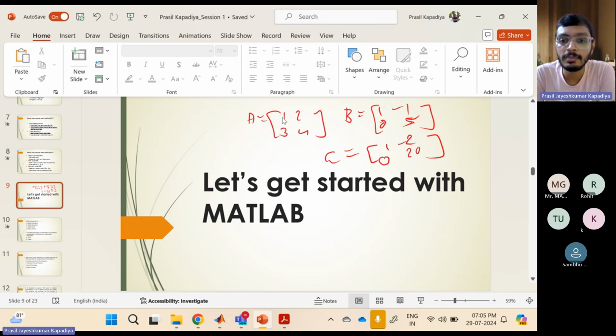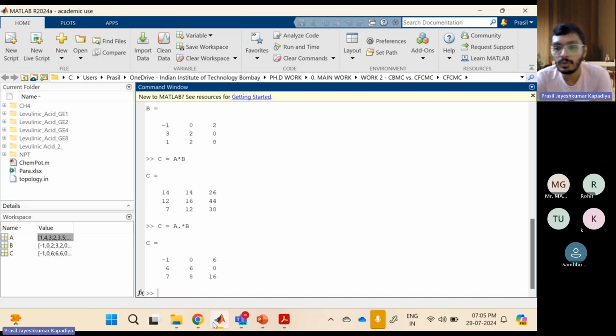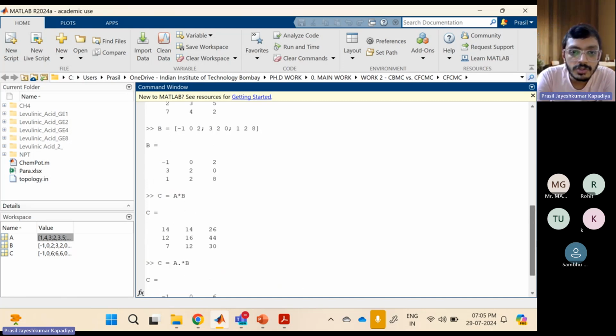First row, first column element must be multiplied with first row, first column element of B, and like that. So what should I do? When I am defining C is equal to A into B, that is multiplication only. So I will do A into B. But as it is element to element operation, I will put one dot here before multiplication. So what should I expect by this exercise? I should get my matrix as, okay, let me show it here.